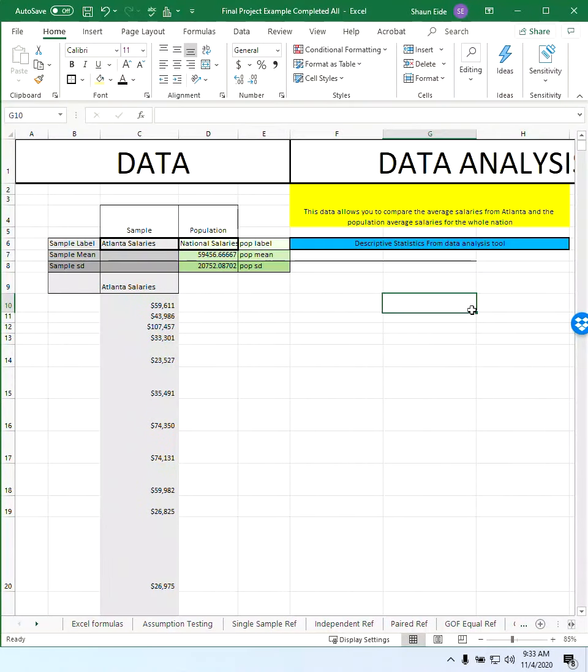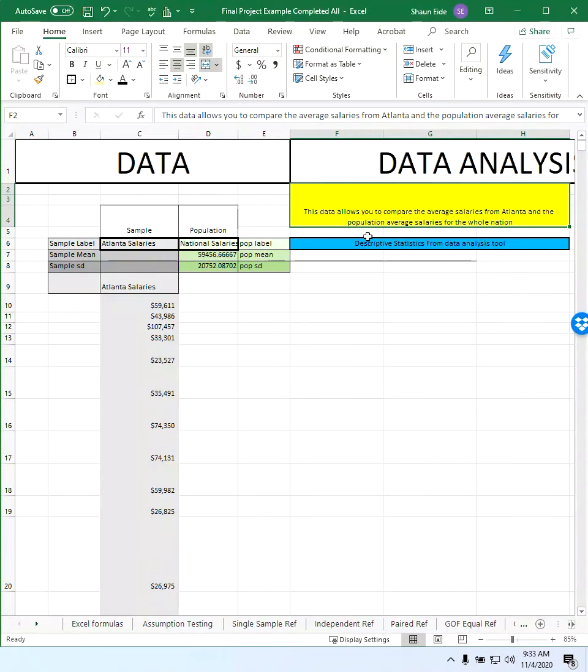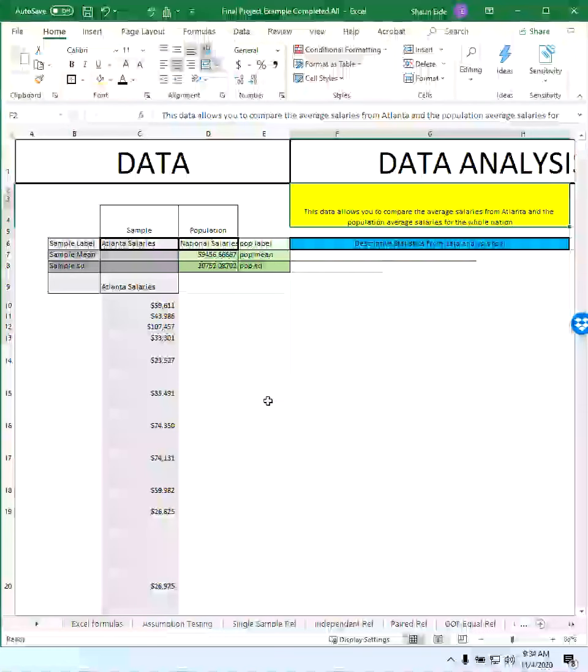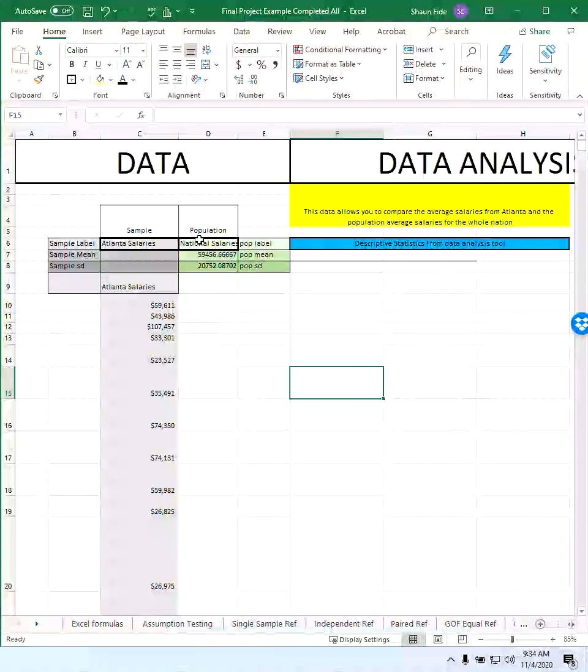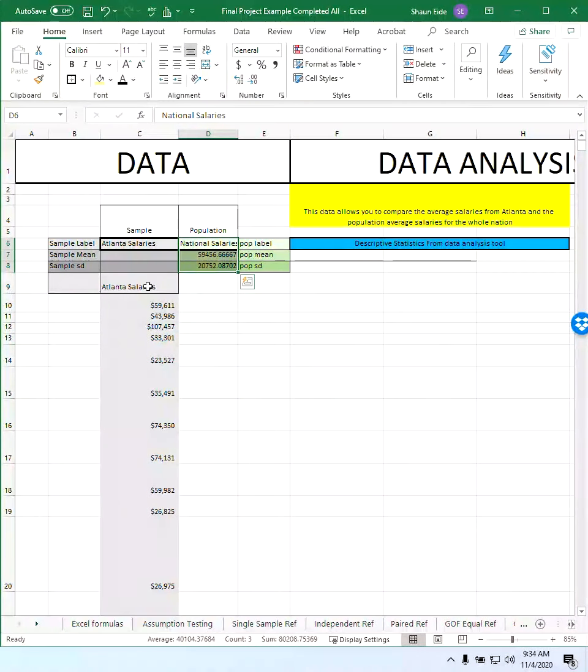Now, when you get this, you're going to see this yellow box right here. This yellow box is basically going to tell you what it is that you need to do, or what the data is that you're looking at. So this data allows you to compare the average salaries from Atlanta and the population average salaries for the whole nation. So we've got the national salaries right here, and we've got the Atlanta salaries right here. So these are, more specifically, the average salaries for different trades.